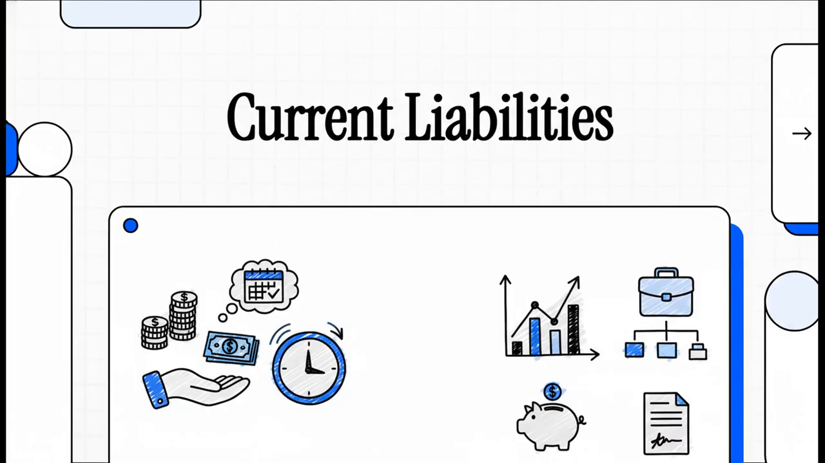And hey, let's forget the dense accounting jargon for a minute. Think of this as a simple list. It's all the bills and debts a company has to pay off, like right away. It's basically a snapshot of the immediate financial pressures they're under.